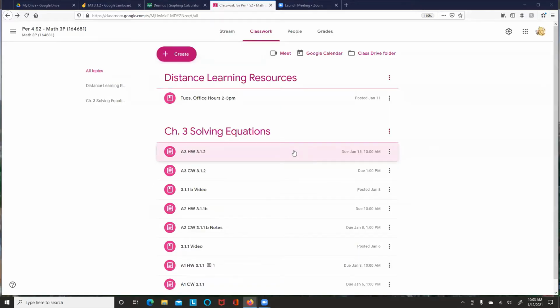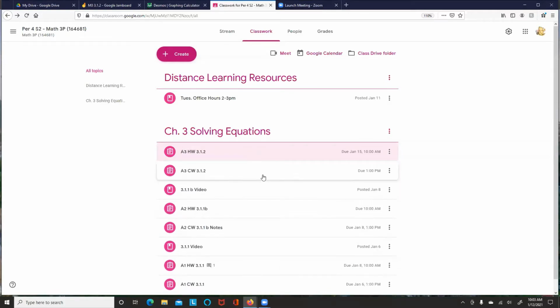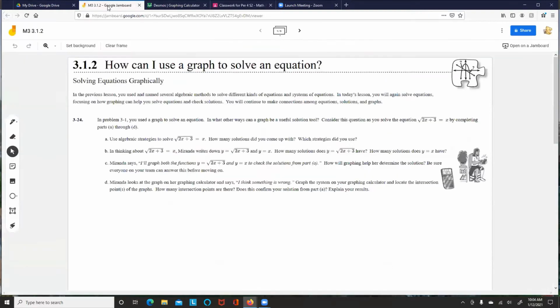Okay, so 312, the classwork we're going to do. I got a little Jamboard here. Hopefully you have your books, or you could just look at the Jamboard here. Actually, hold on a second while I'm recording. Here we go. Okay, so we're starting off with 24 here.